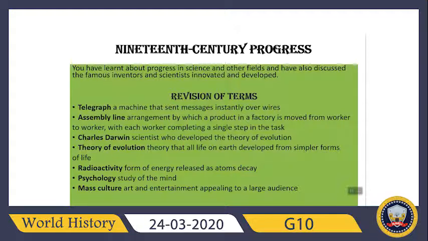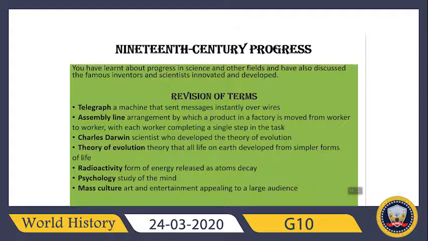Okay, so a few terms, like telegraph. Telegraph is just like today we have WhatsApp, SMS and all that. So in those times, telegraph meant a machine that sent messages instantly over wires. Then another term is assembly line. An assembly line is an arrangement by which a product in a factory is moved from worker to worker, with each worker completing a single step in the task.